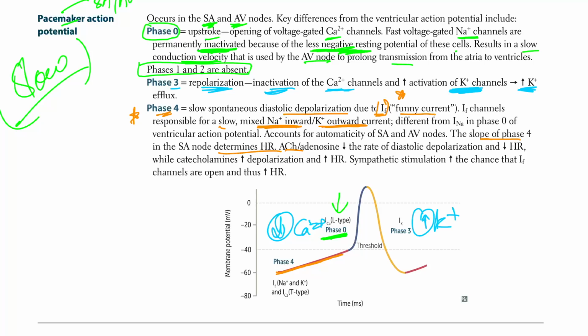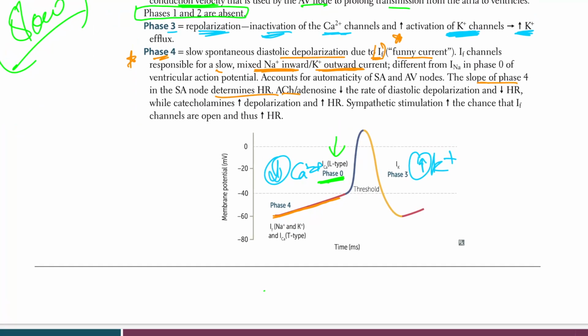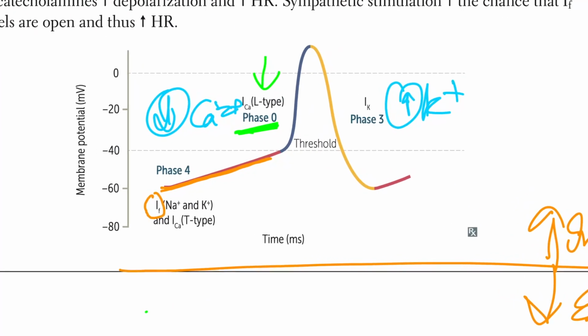Now let's look at the ions here. Somewhat similar to the graph that we made above, let's just write it down here. This is coming into the cell, intracellular, and this will be going out of the cell, so extracellular. So in phase 4, what do we have? We have the funny current we talked about, IF. Let's just zoom in. What is IF doing?